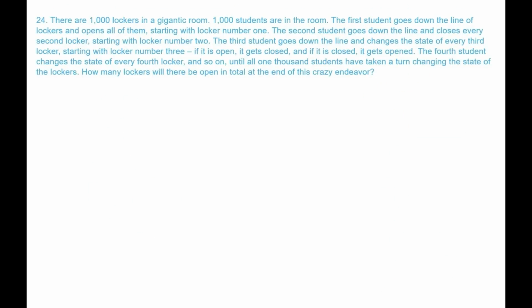Problem number 24. There are 1,000 lockers in a gigantic room. 1,000 students are in the room. The first student goes down the line of lockers and opens all of them, starting with locker number 1. The second student goes down the line and closes every second locker, starting with locker number 2. The third student goes down the line and changes the state of every third locker, starting with locker number 3. If it is open, it gets closed, and if it's closed, it gets opened.